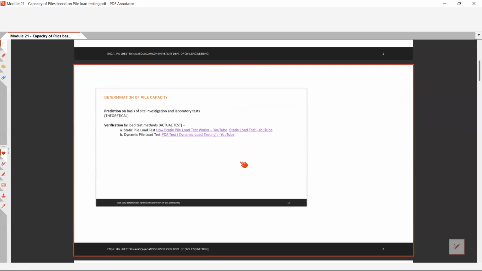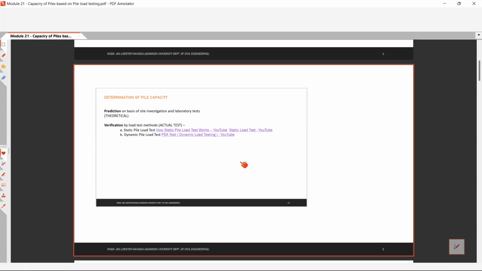So na-determine nyo yung last meeting lang, nag-discuss tayo ng calculation for solving for the capacity of piles. So may two assumption tayo, piles in sand and piles in clay. Diba? And the total capacity is simply the sum of the end-bearing capacity and the frictional resistance. And for clay, meron tayong iba't ibang way ng pagsasolve ng frictional resistance. So that is the theoretical part. Yung formula na yon are based on laboratory testing and site investigation.